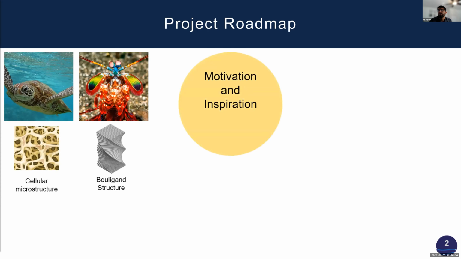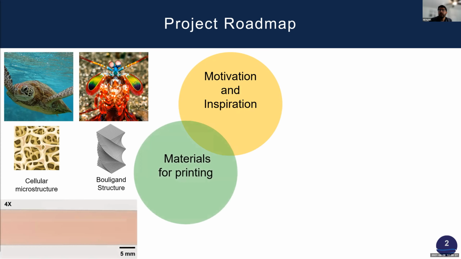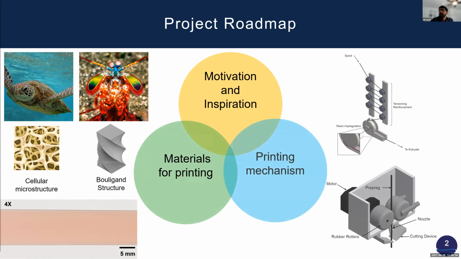First, we'll take a look at our inspiration as well as our motivation for this work, and we'll look at natural composites and the architectures present within them and how we can translate that to manufacturing and synthetic analogs. Then we'll look at the materials that we're going to be utilizing in order to print these architectures, and we'll end the presentation with the printing mechanism that we're designing and developing in order to facilitate the fabrication and printing of continuous fiber reinforced composites.